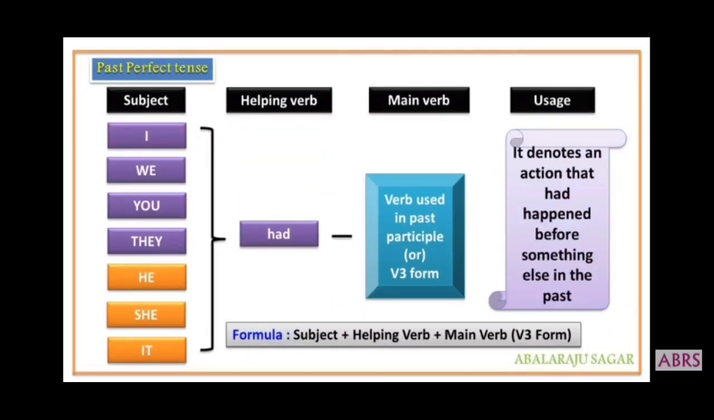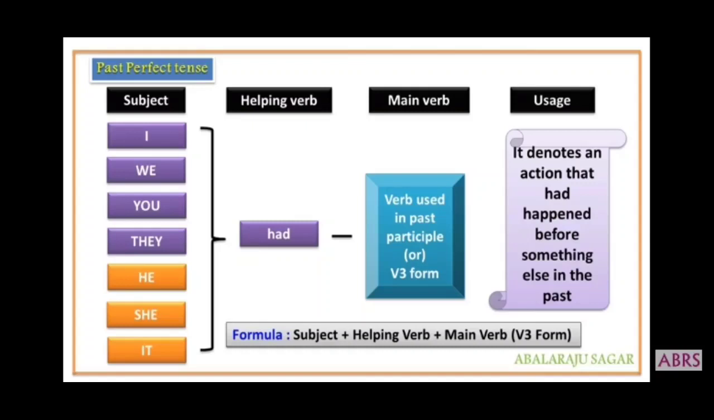Next is past perfect tense. For the past perfect tense, for any subject, the helping verb will be had. And then third form of the verb, that is V3. Alright. Formula is subject plus helping verb, that is had, and then V3 form of the verb. It denotes an action that had happened before something else in the past, as I have already told you.